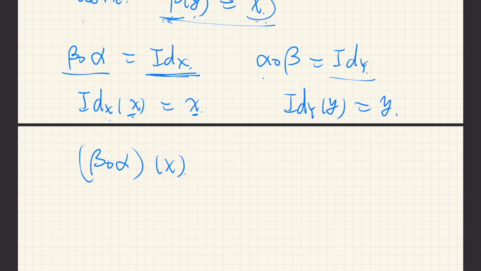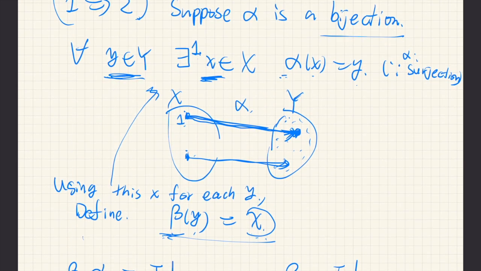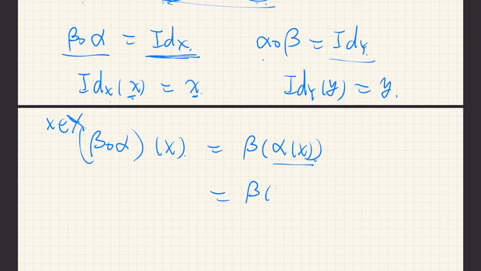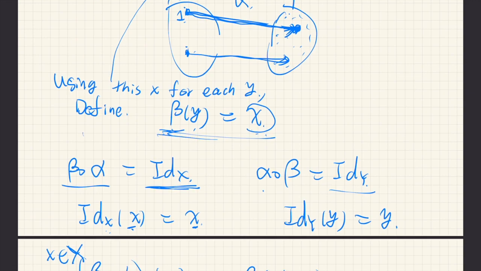So for each X in the set capital X, beta after alpha is beta of alpha of X. So what is alpha of X? That actually came from here. So we have some Y, but beta of Y is defined this way.